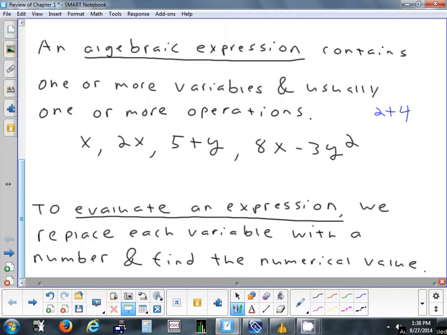So evaluate basically means plug it in. Easy. So when we ask you to evaluate, you should be coming up with a number for an answer. If you have letters after you've evaluated something, something's not right. Evaluate means to find a number. Any question on that?